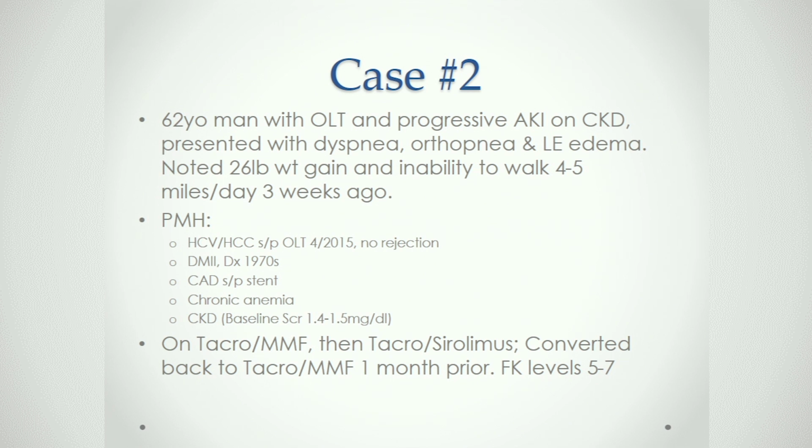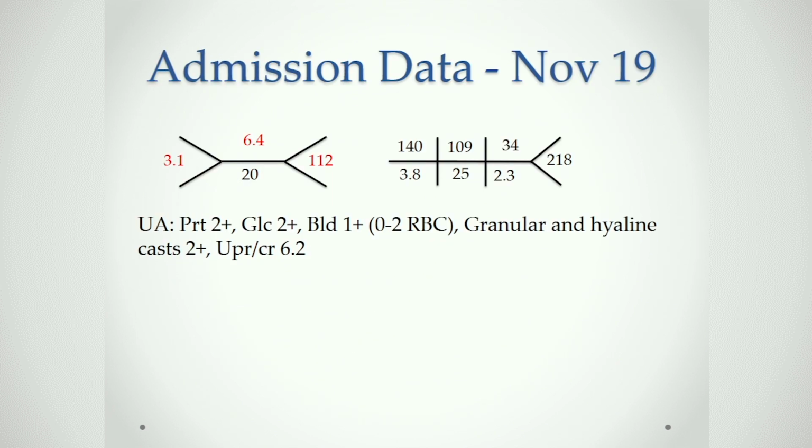His levels had been supposedly 5 to 7, and yet when he was actually looked at more closely, there were concerns that he also was having a TMA, and that was reflected in his very low red blood cell count and a dropping platelet count compared to his baseline.